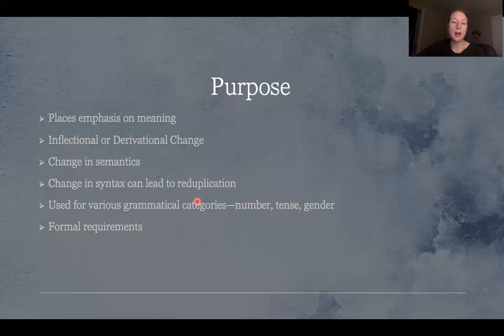And then also, like I mentioned, it can be used for various grammatical categories. So number, so pluralization occurs a lot with reduplication. I noticed that the most, and I've seen that the most even in my time in studying various languages. It can be used as tense, gender markers, and various other things. The list goes on.